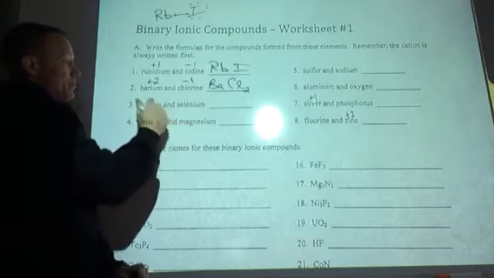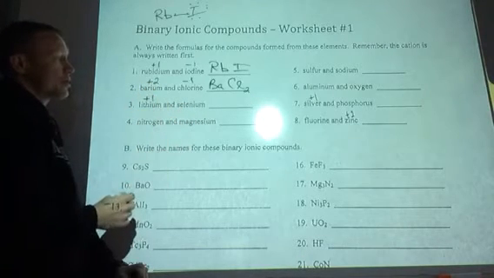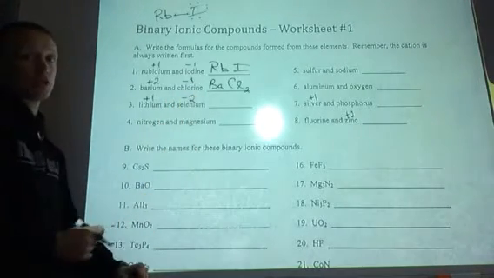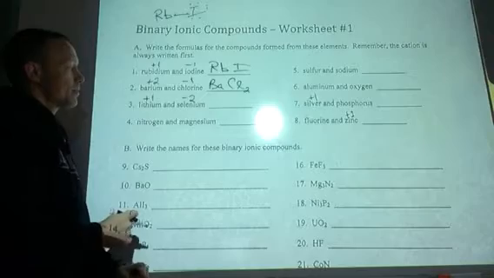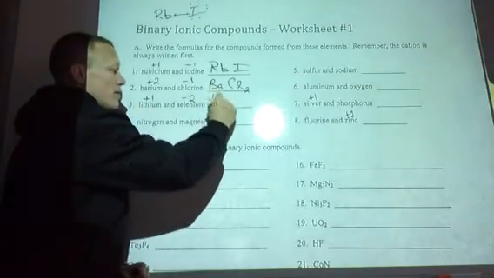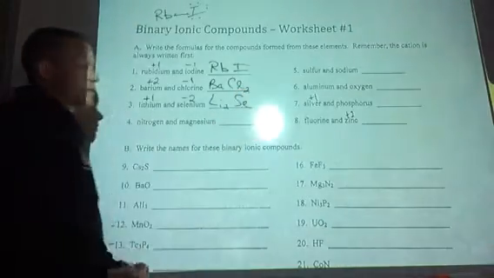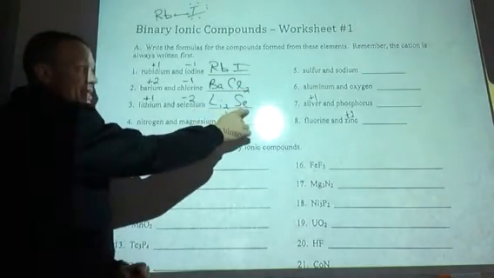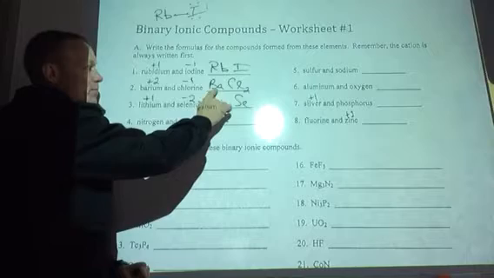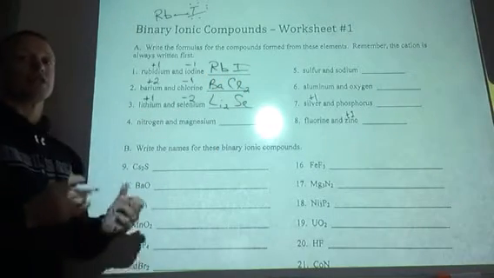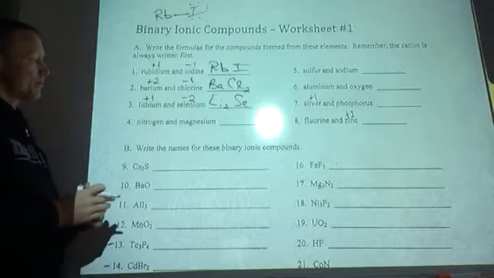Lithium and selenium. Lithium is a +1 charge. Selenium has 6 valence electrons. It is a -2 charge. So we would need 2 lithium atoms to make a +2 and 1 selenium atom. Compound's name is lithium selenide, barium chloride, rubidium iodide. You change the second element's ending to "ide."